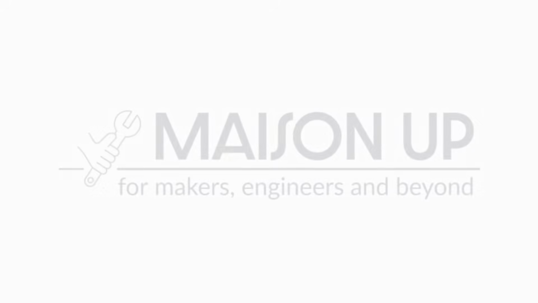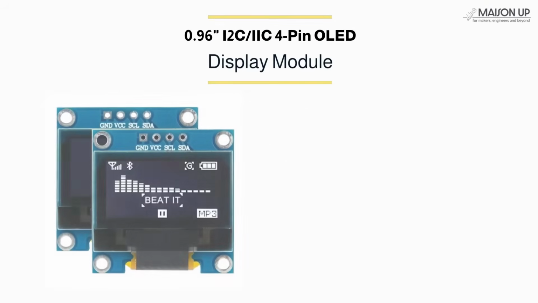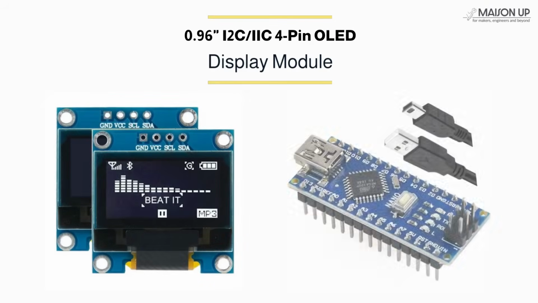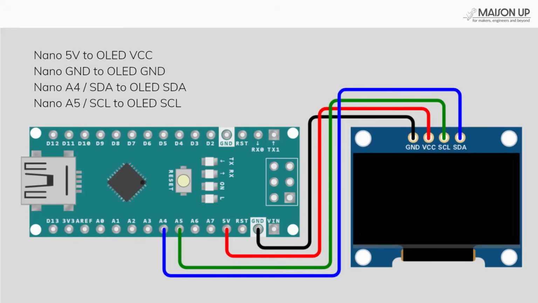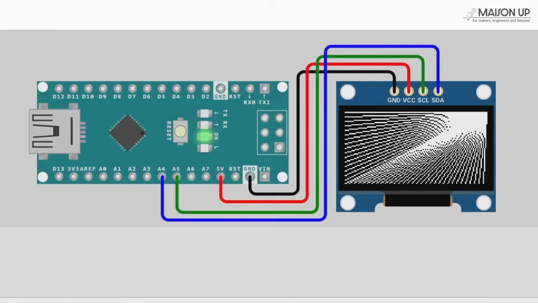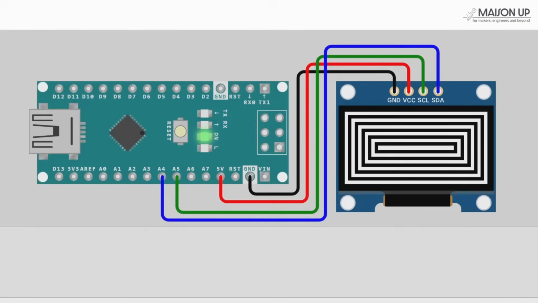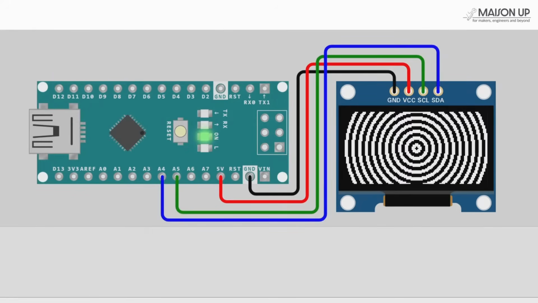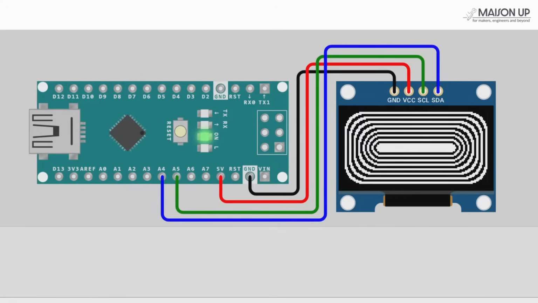Welcome to this tutorial on using the 0.96 inches I2C OLED Display Module with Arduino Nano. In this tutorial, we will learn how to connect the OLED display to the Arduino Nano, upload a sample code to showcase its display capabilities, and then learn to customize the display with simple text using the I2C communication protocol.